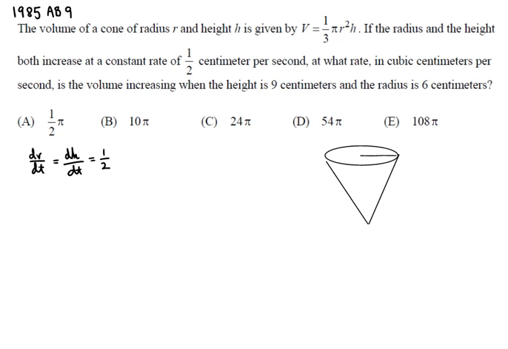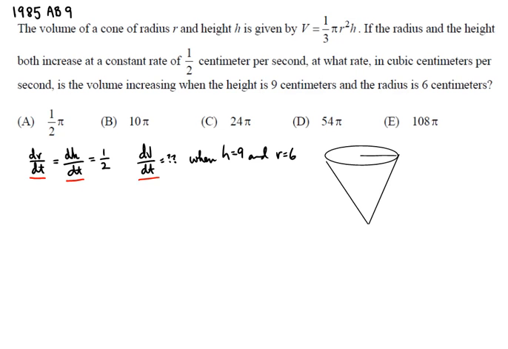Then at what rate in cubic centimeters per second is the volume increasing? So we want to know what dV/dt is when the height is 9 centimeters and radius is 6. So this time we have three rates. We have dr/dt, we have dh/dt, and we have dV/dt.